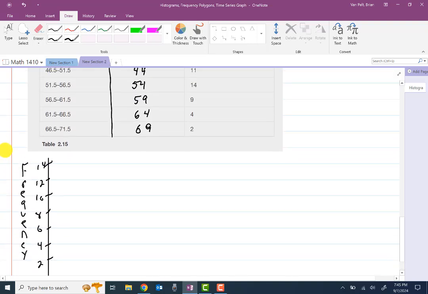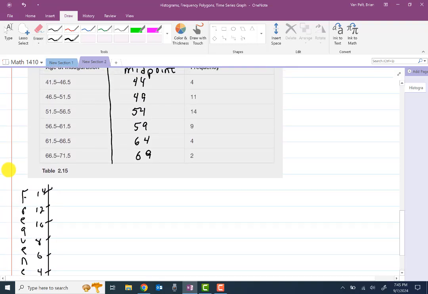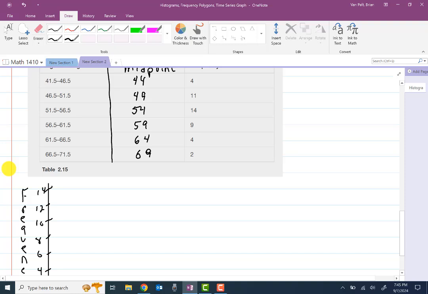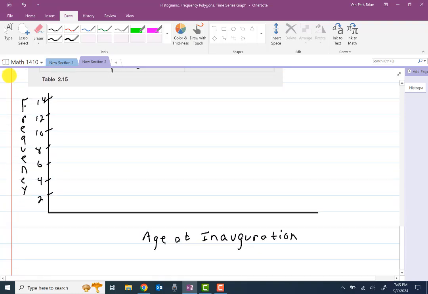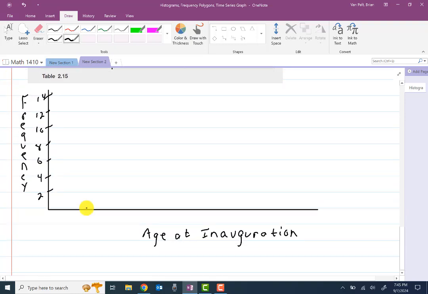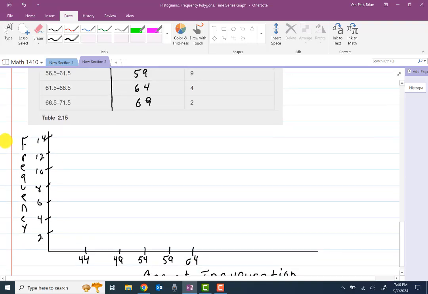And so now let me go ahead and put my numbers in. The midpoint is 44, 49. So what you might do is this. You might just put in 44, 49, 54, 59, 64. How high did I need to go? 69.